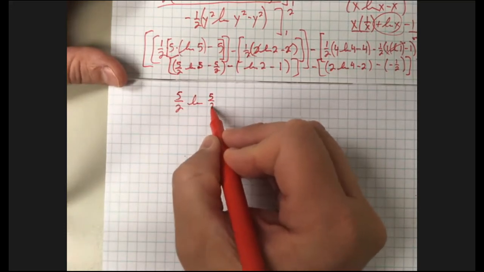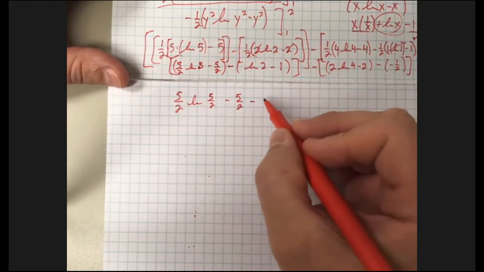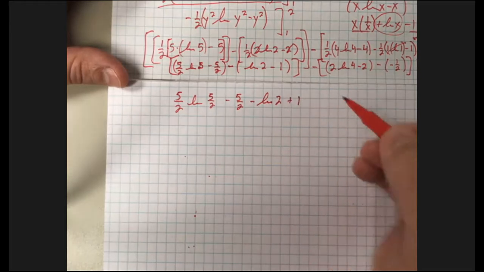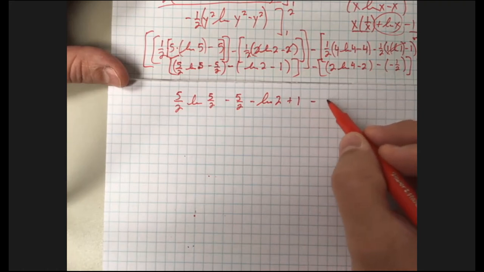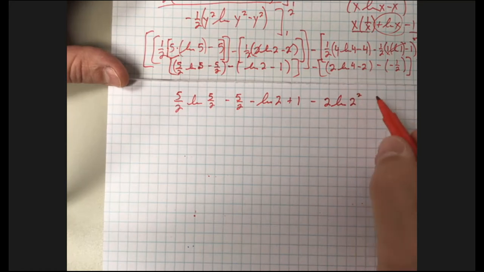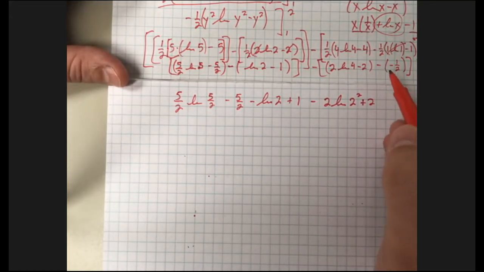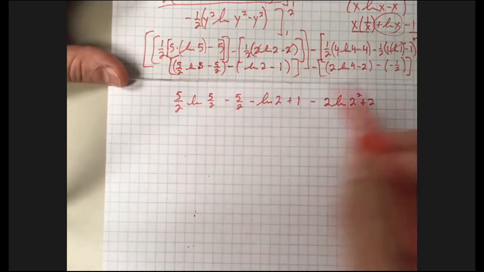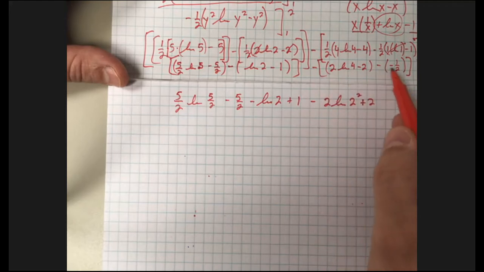5/2 log 5/2 minus 5/2, and then subtract log 2, add 1. And here I'm going to subtract 2 log 2 squared. 4 is log 2 squared, and I'm going to add 2, and then here, yeah, I got to check that. Hang on for a second. You're right, I got to be careful with that 5, but let me check my minus signs here. I have this as positive, but ultimately negative, minus 1/2.